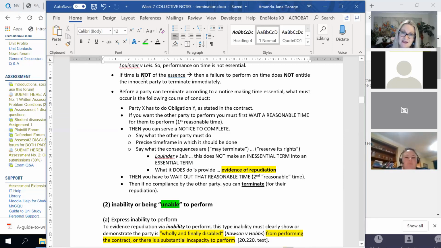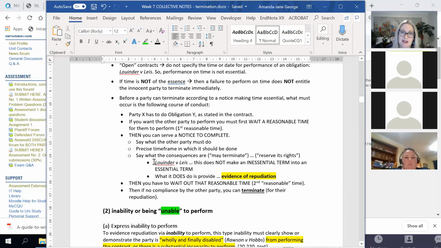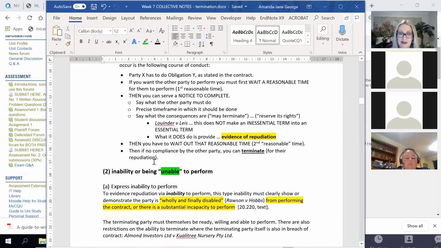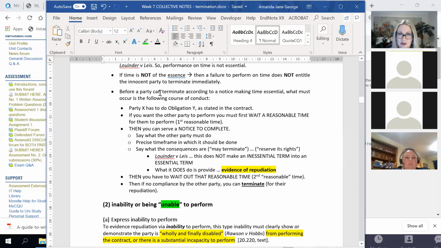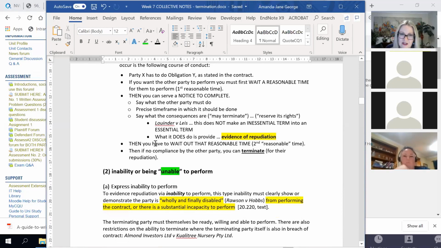So if time's not of the essence and it is an open contract, then unfortunately a failure to perform on time doesn't entitle the innocent party to terminate. Before you can terminate, for an open contract I'm talking about, here's the protracted dance that has to go on, where party X has an obligation to Y. If you want the other party to perform, you first have to wait a reasonable time. Oh dear, how long is a reasonable time? Who knows? It's going to take you at least 7 days of court time to work that one out, and by then you're probably about $100,000 down in barrister's fees.